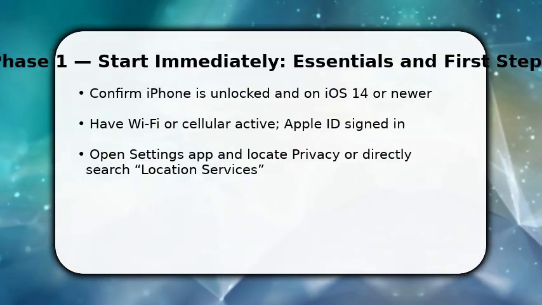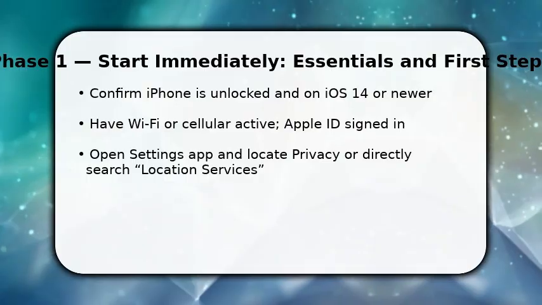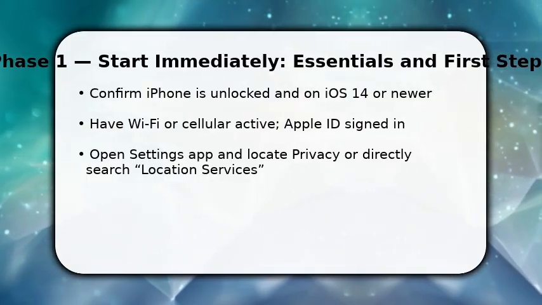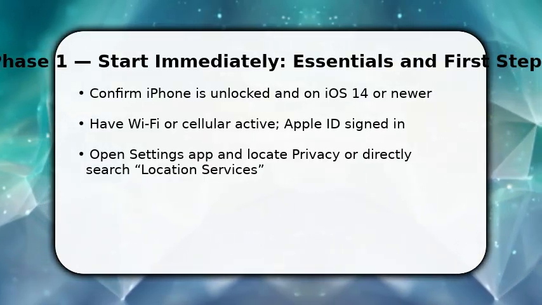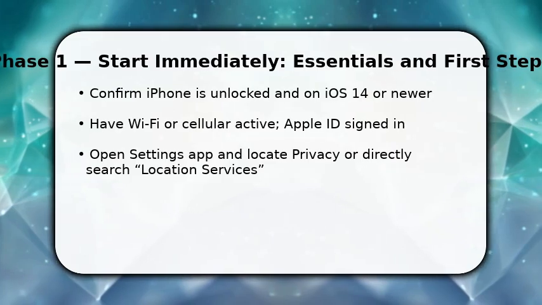Now open Settings and either scroll to Privacy or tap the search bar and type Location Services. You should see the Location Services toggle at the top. We'll flip that next to enable it system-wide.